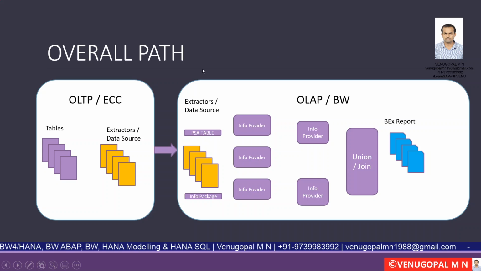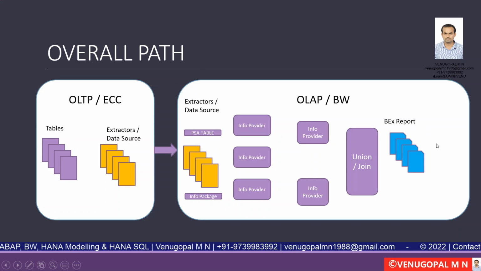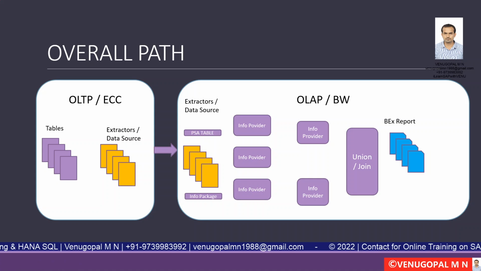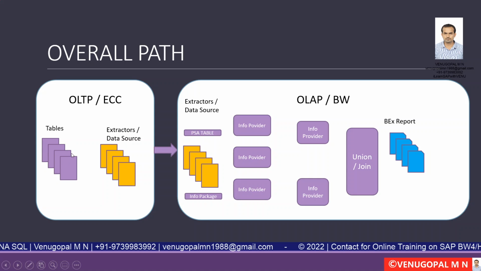So this is the source application data. Ultimately, the business wants to see it as a report output. So in between, you have to do many things that is predominantly called modeling, to bring the data from your source table all the way up to your reporting.